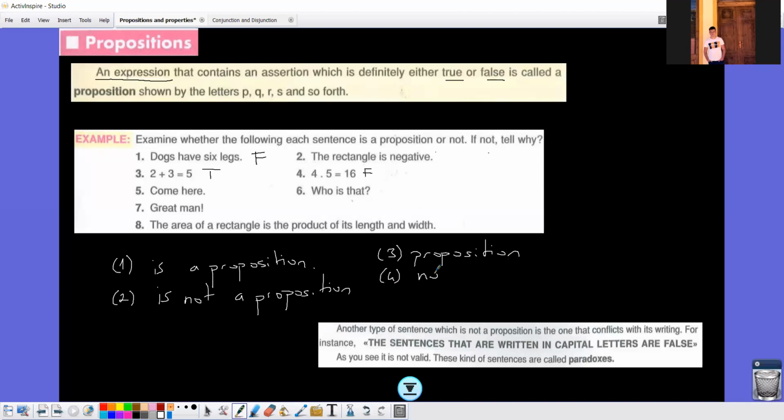Teacher, is it 4.5 or is it 4 times 5? It's 4 times 5. Not a proposition. Oh, sorry. It is a proposition, but it's a false proposition.